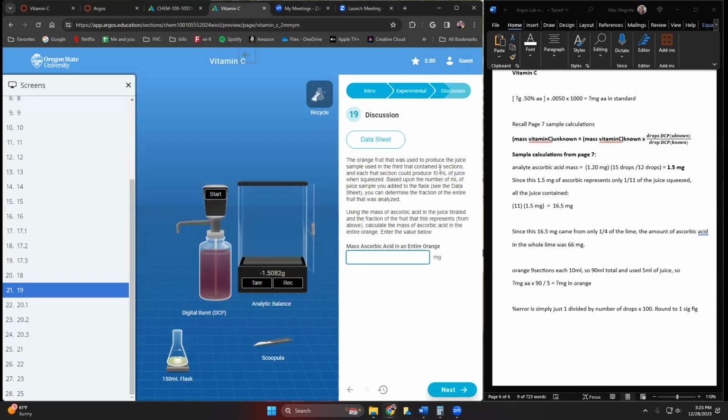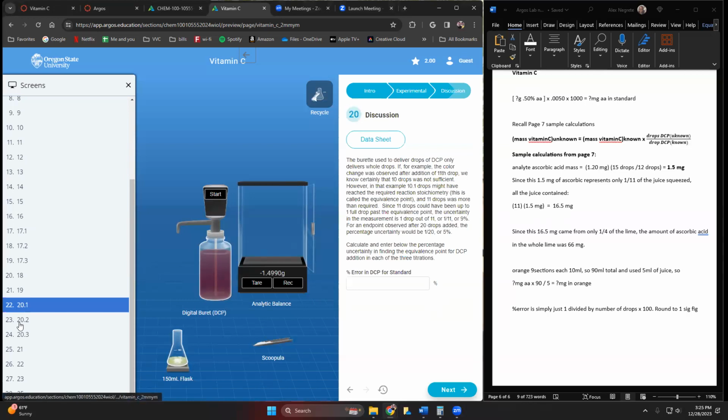It says for the third trial, they cut up an orange in 9 sections, and each section had 9 or 10 milliliters of juice. So we're simply just going to take the 9 sections, times it by 10. That's 90 milliliters of juice for an entire orange. Well, we used 5 milliliters of that juice. So you're going to take the mass of ascorbic acid, times it by 9, divided by 5, and that is going to be the milligrams for the entire orange.